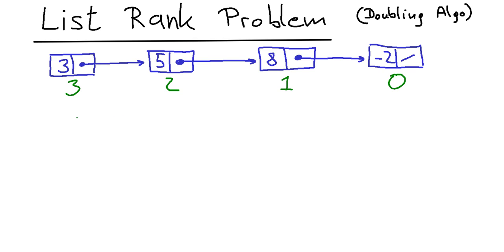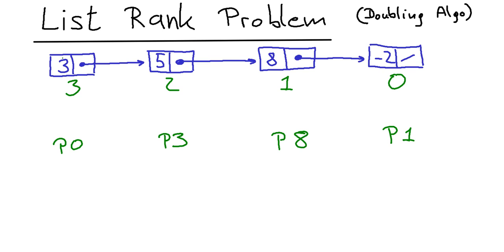We have one given constraint here. For each element in the list, we have one processor, one CPU that handles this element. So we have, for example, processor 0 for this element, processor 3 for this one, processor 8 for this one, and processor 1 for this one.